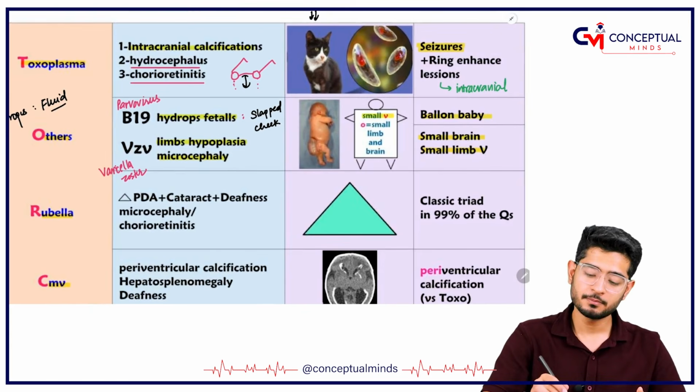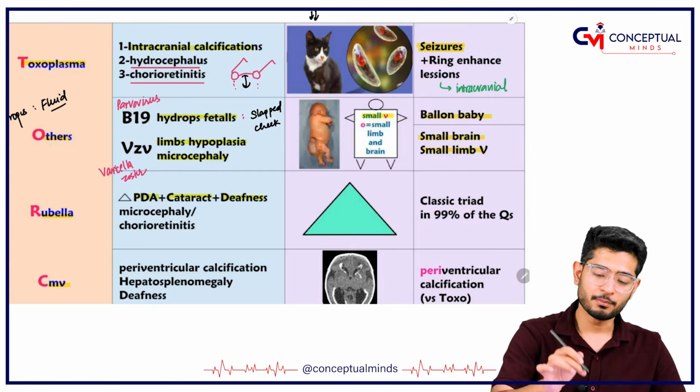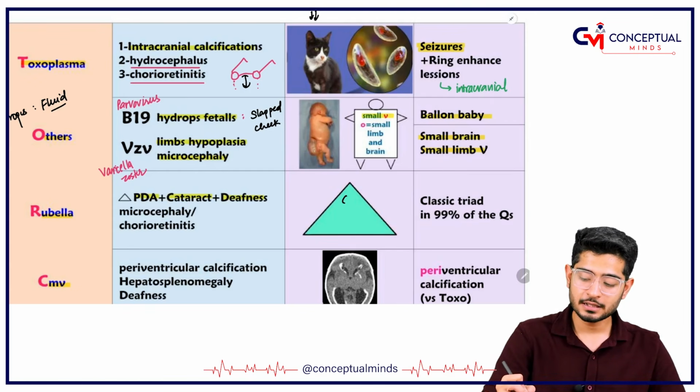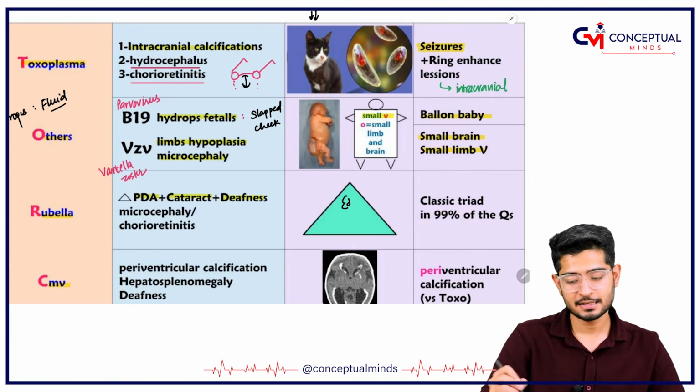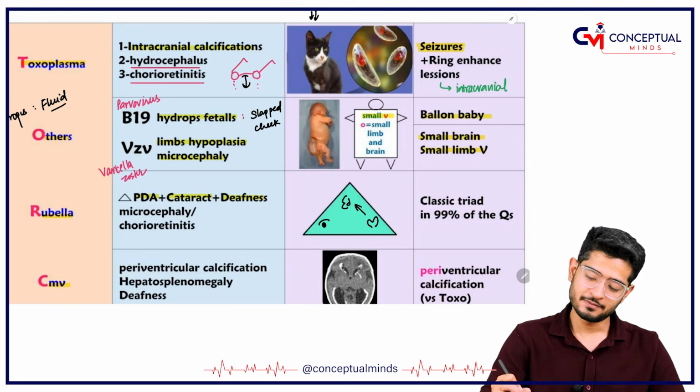Coming on to the next one, rubella. Everybody knows the triad: patent ductus arteriosus, cataract, and deafness. The classical triad is actually important. One is the ear feature, that is called SNHL. Then the eye feature, that is called cataract, and of course the heart feature. In Hindi we say that love makes the person blind and deaf.